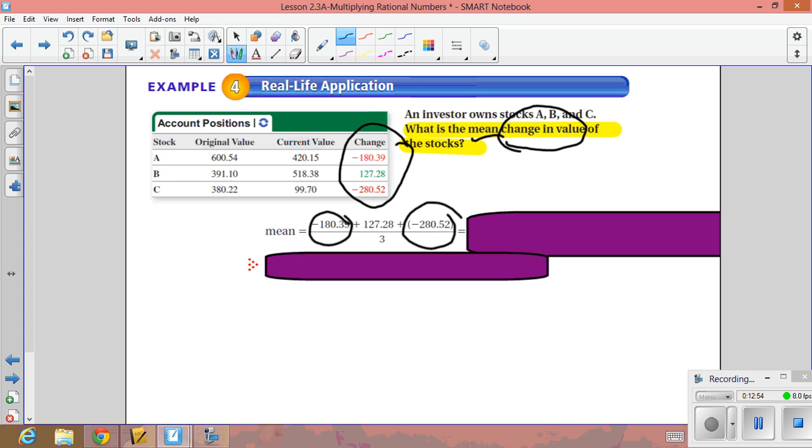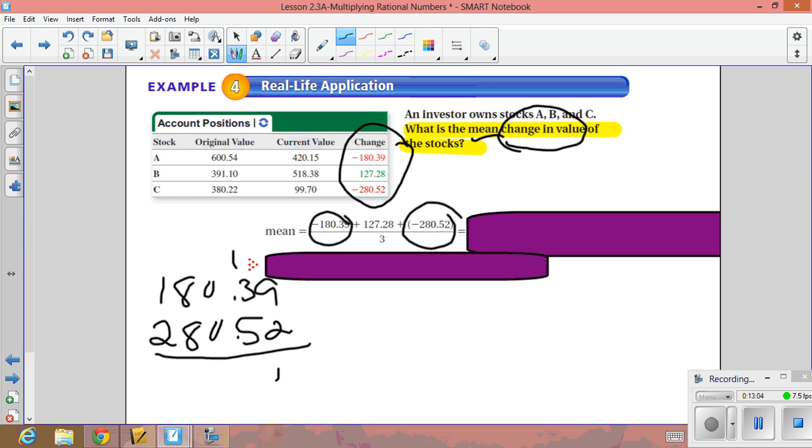So I'm going to take 180.39. I'm going to add that to 280.52. So 9 and 2 is 11, 5 and 4 is 9, 0, 8 and 8 is 16, 2 plus 1 is 3, plus 1 is 4. So since these are both negatives, my solution so far is negative 460.